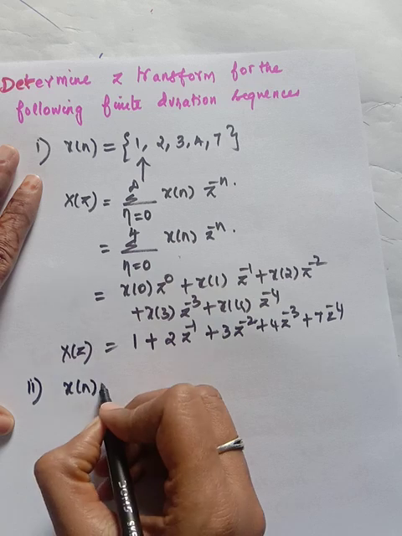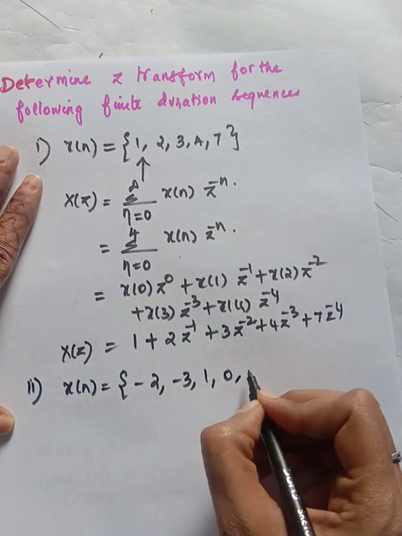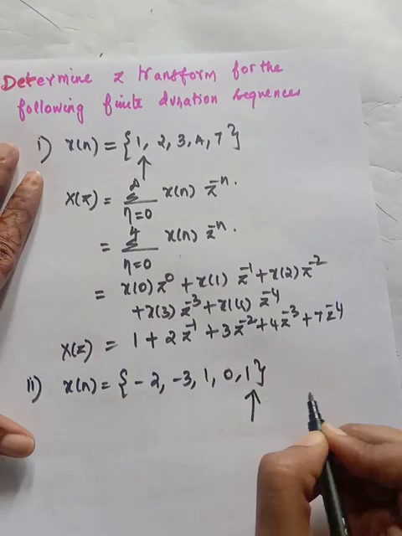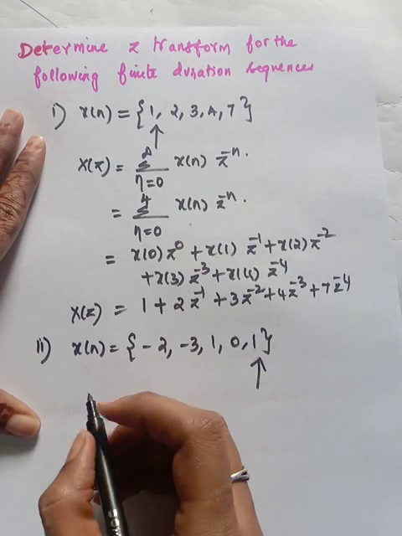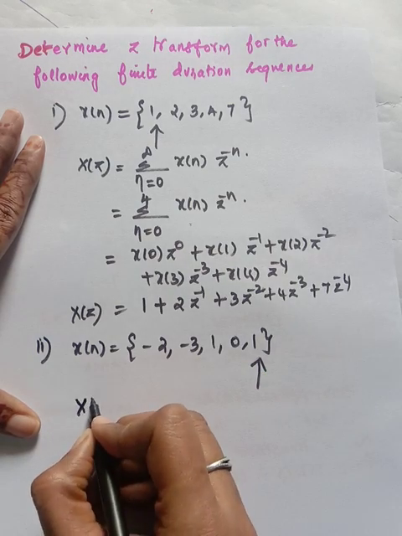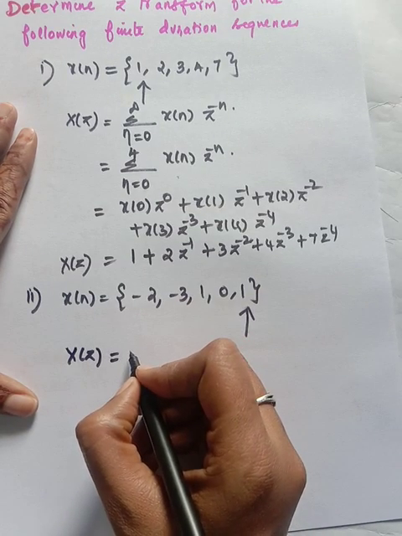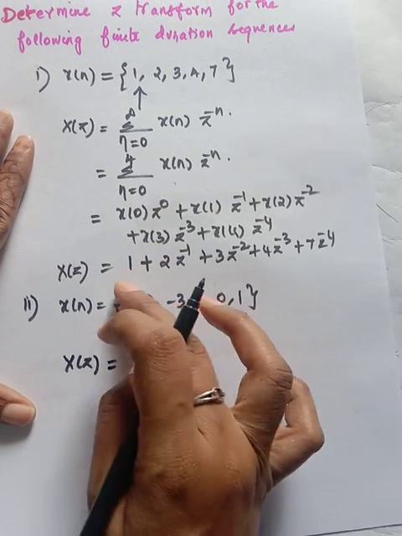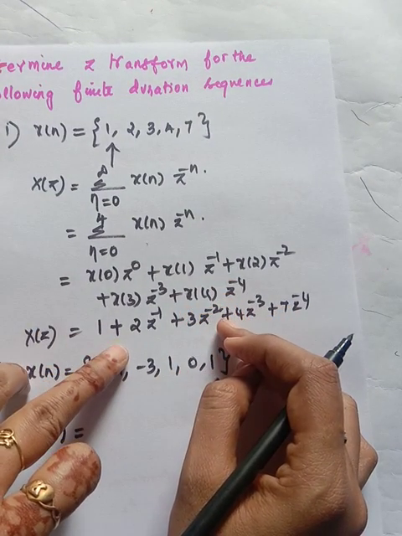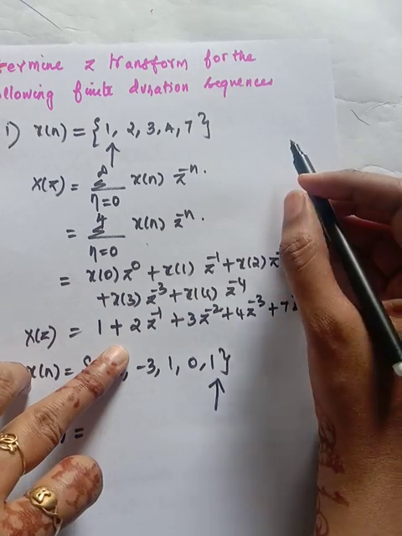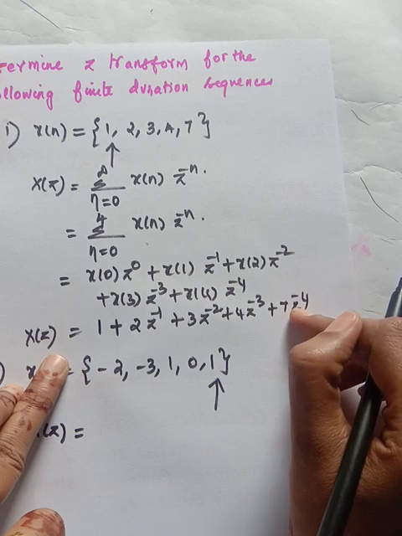Next, x of n is equal to minus 2, minus 3, 1, 0, 1. Here this value indicates the value at the origin. Now I need to find the Z transform for this sequence. Before going to the next problem, I will tell about the region of convergence. So I will discuss this region of convergence. Consider this problem. This is the sequence I have.